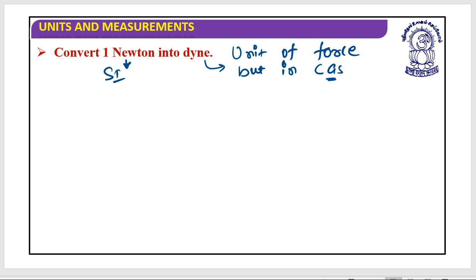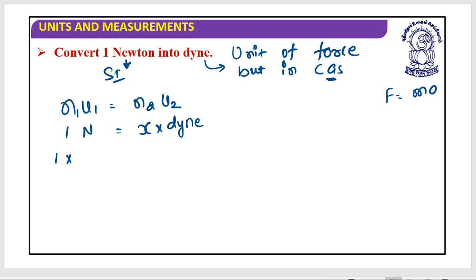Now, from where shall we begin? Yes, correct. N1 U1 should be equal to N2 U2. You can write 1 Newton is equal to x dyne. So now Newton, what is it? Remember this, F is equal to ma. M stands for kg. Acceleration stands for meter per second square. Write it, 1 into kg into meter per second square. That should be equal to x.